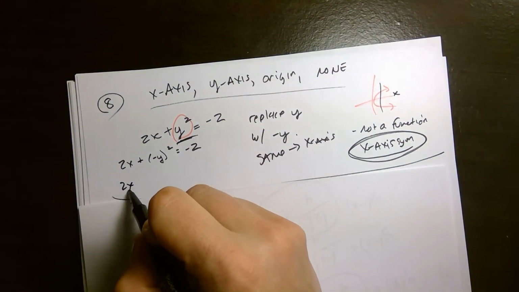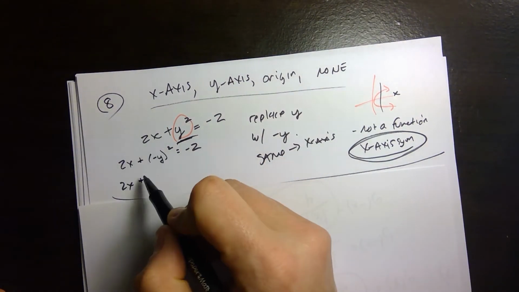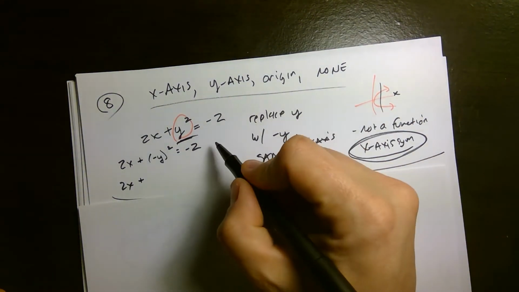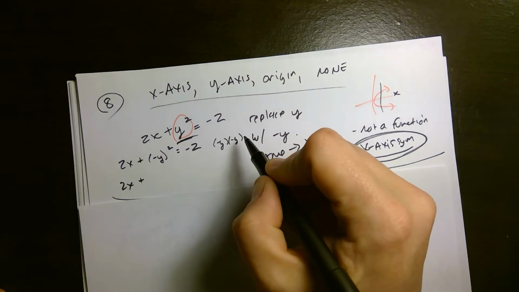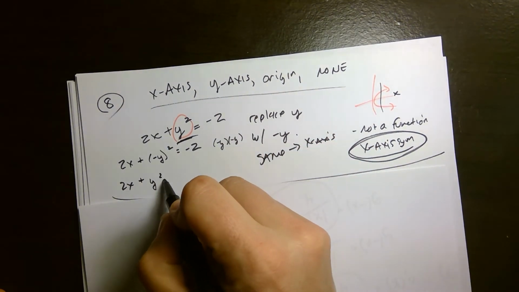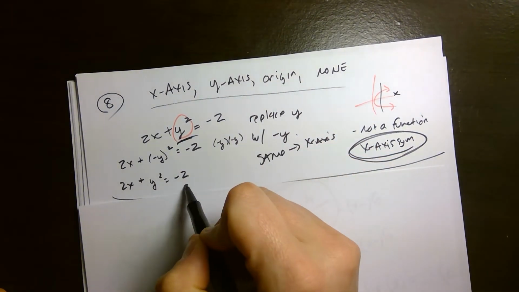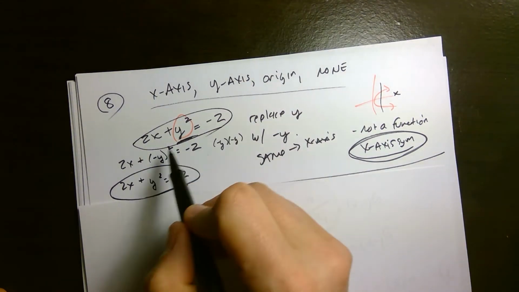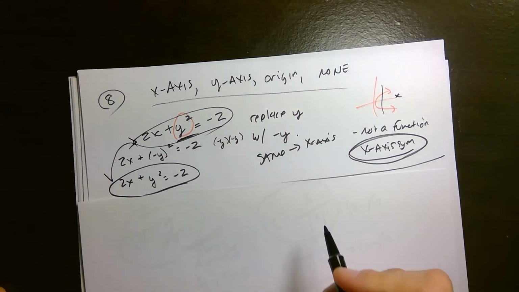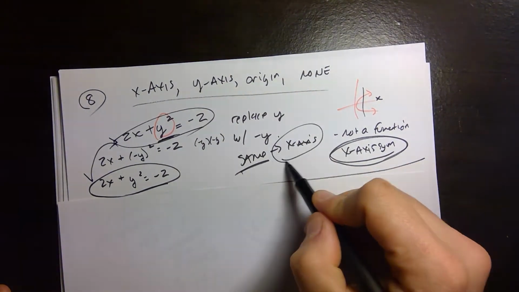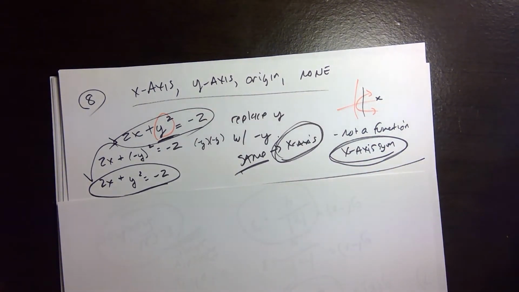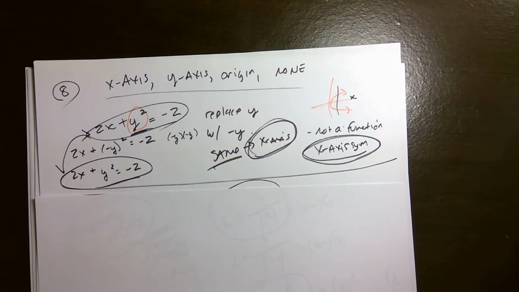So 2x will stay the same, plus sign. What happens when I have -y and I square it? That just means -y times -y, which gives me a positive y². And of course, the -2 is not going to change. So here's where I ended, here's where I started. They are exactly the same. Because of that, x-axis symmetry. Done. And again, here's a picture of what that looks like.